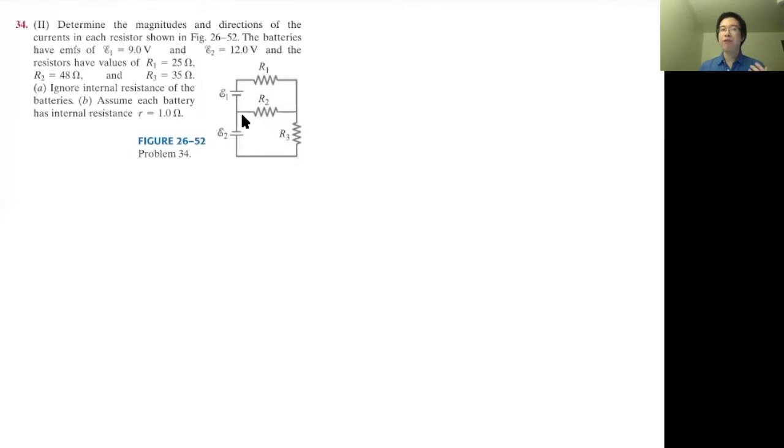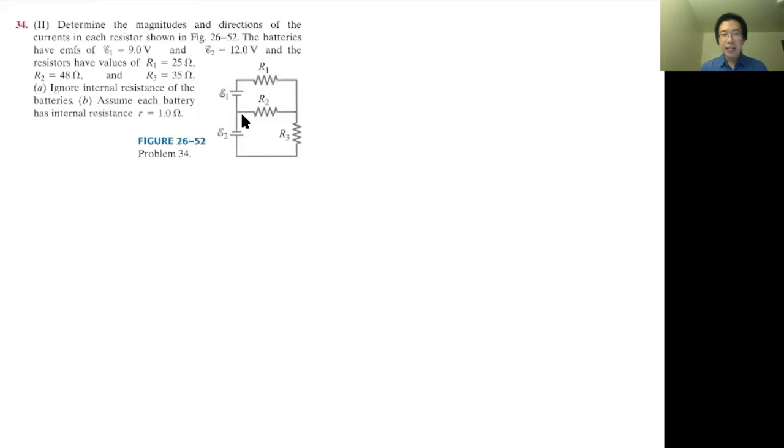So the tip number 1 and 2, the first 2 steps of doing these, is the same as before. Number 1 is make sure you label everything. And what you want to do is label each resistor, give it an Ri, each battery, give it epsilon i, and each branch, give it I, like this. Okay, so for each branch, label the current, for each battery, label the epsilon, and each resistor, label its resistance like this.